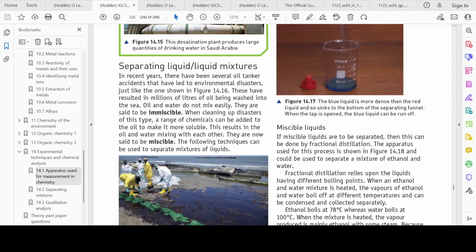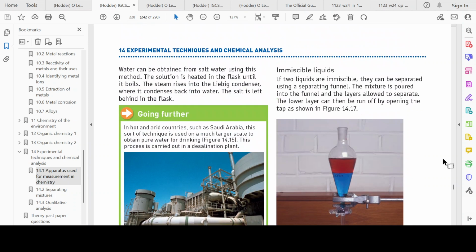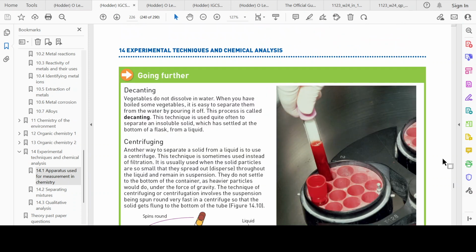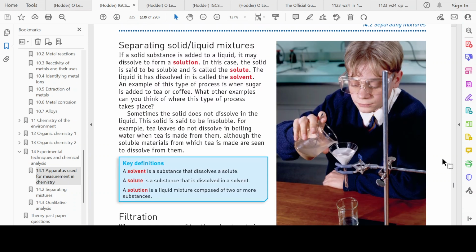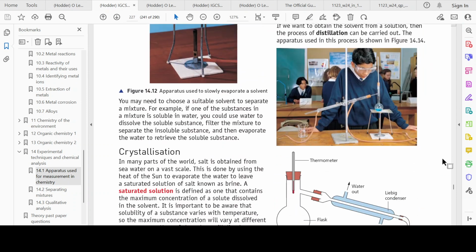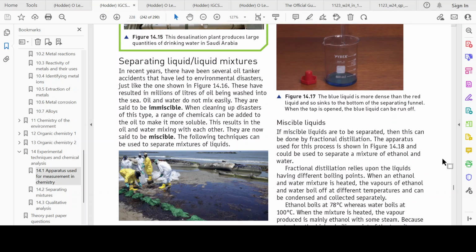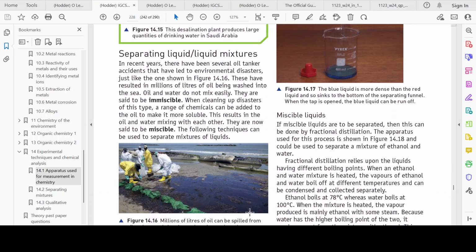Today we will be continuing with chapter 14, experimental techniques and chemical analysis, and we are talking about how to separate mixtures. We've covered separating solid liquid mixtures all the way up till simple distillation. And so today we are going to start off with separating liquid and liquid mixtures.